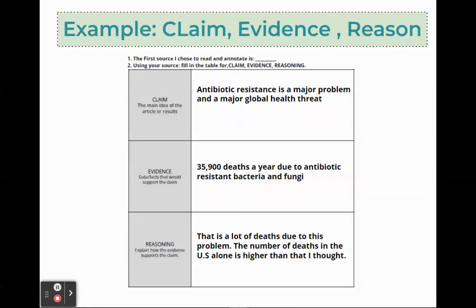I'm going to use this first reading that we just went over and give you guys an example of what I'm expecting. From this article, the claim, which is basically the main idea of the article or the results, is that antibiotic resistance is a major problem and a major global health threat. That's what I'm taking away from this. What's the evidence? The evidence that I received from here is 35,900 deaths a year due to antibiotic-resistant bacteria and fungi.